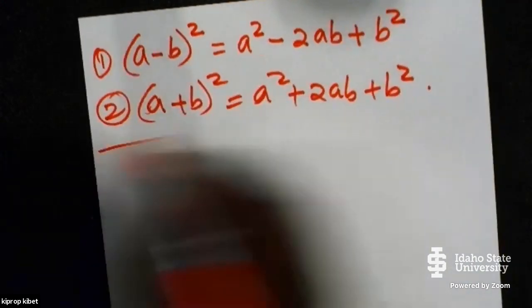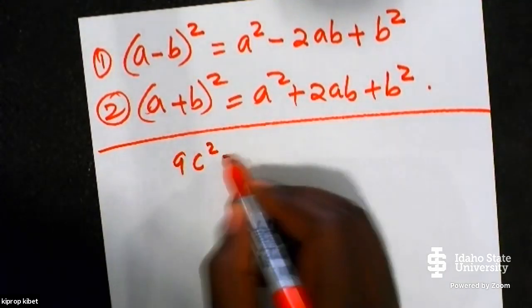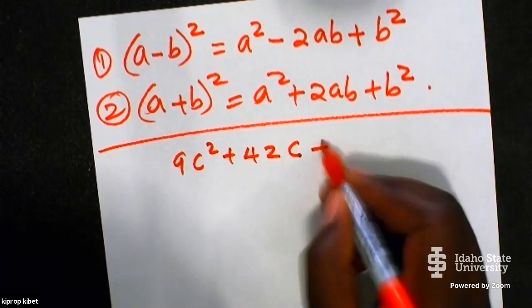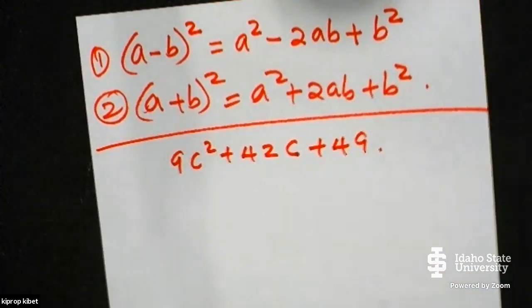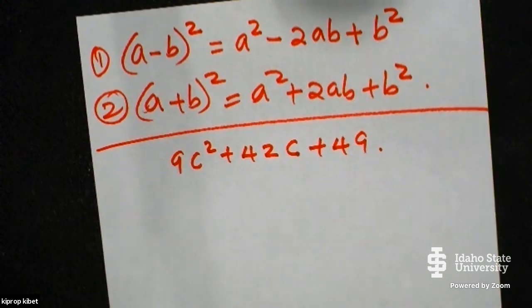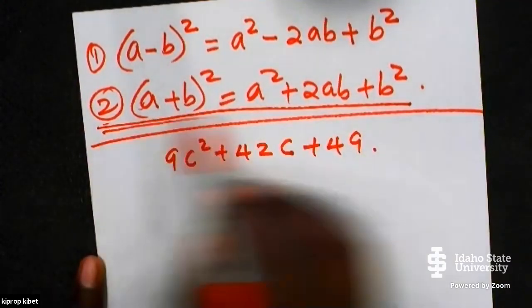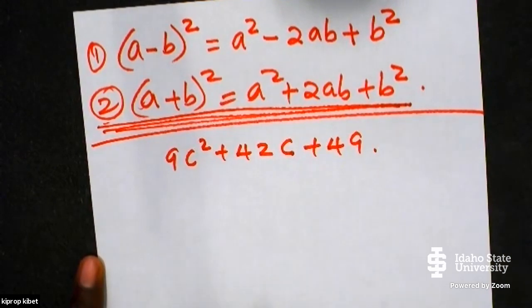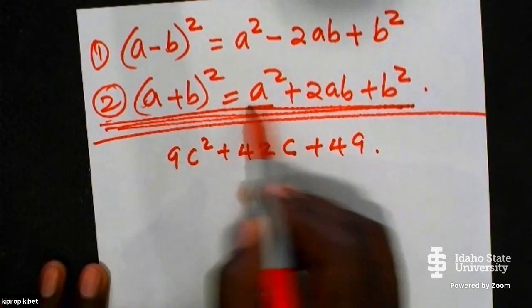So another example is if you're given 9c squared plus 42c plus 49. How can we factorize this to see whether we can get a perfect square? So here I can see it can be like number 2, okay? It's like number 2 because there is no minus here. So what you do, you write it in this form.